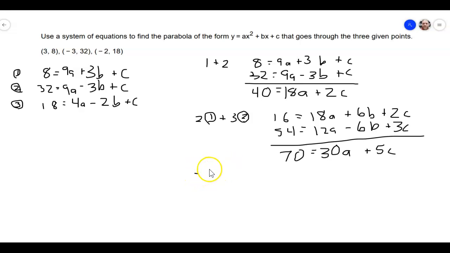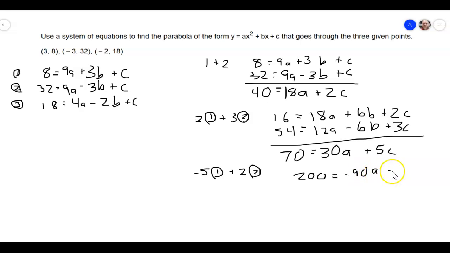So I'm going to do -5 times my first equation here, plus 2 times my second equation. Why? Because -5 times 2 is -10, and 2 times 5 here is +10, so that'll cancel those out. So -5 times 40 is -200. 200 is equal to -5 times 18 is -90.